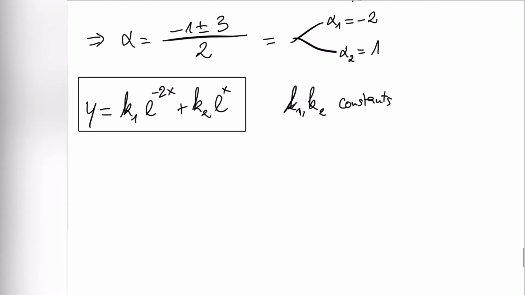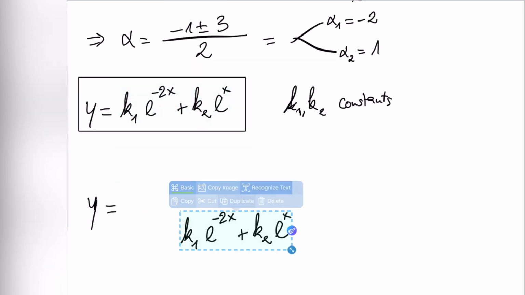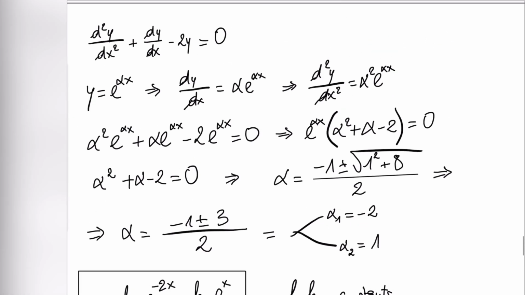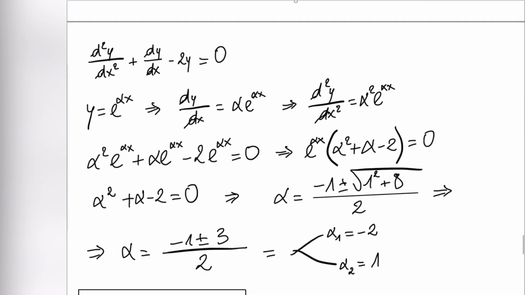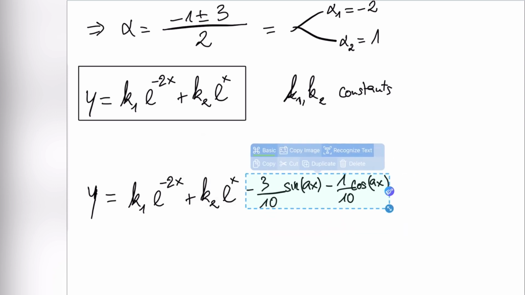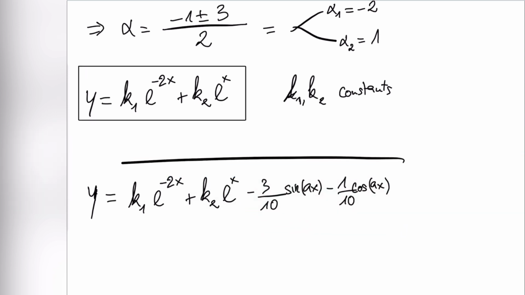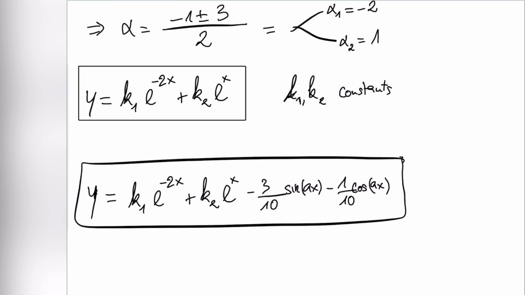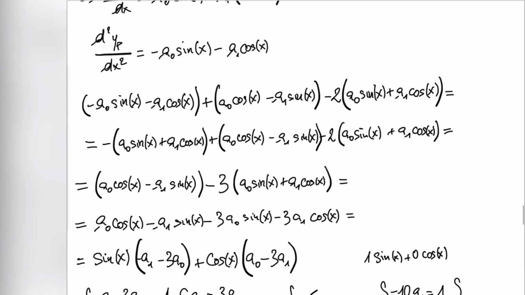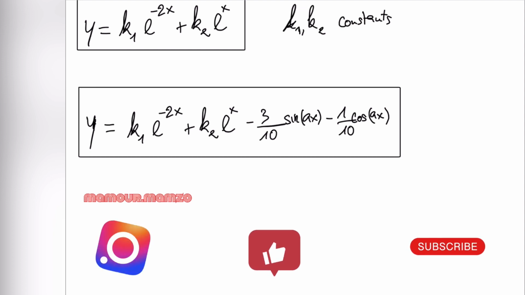So the general solution of the non-homogeneous equation would be this plus the particular solution that we have found here. So this is the general solution of our non-homogeneous equation. And a was equal to 1, so this is going to disappear. So we have sine of x and cosine of x. So this is the general solution of our non-homogeneous equation.